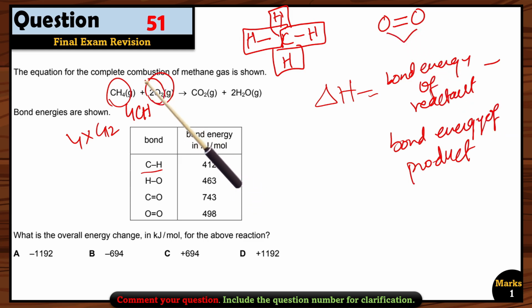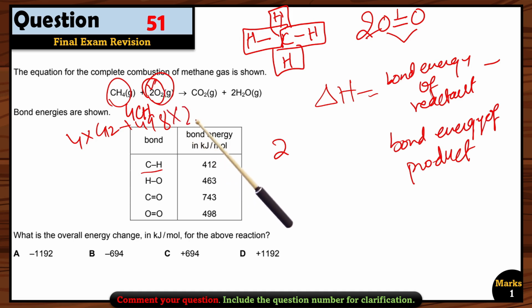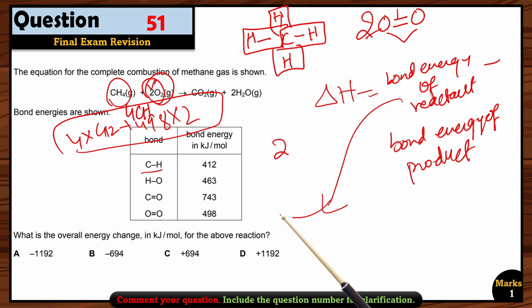And how many oxygen do you have here? 2. So you have 1 bond and this is 2, so in total 2 oxygen double bonds. That is 498. Sometimes students miss this coefficient and make a lot of mistakes. Don't forget these coefficients. 498 into 2 will be the right answer. So when you calculate, this is the bond energy of the reactants.